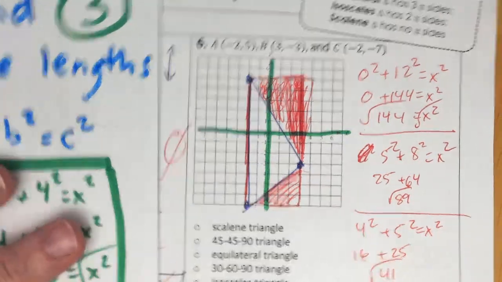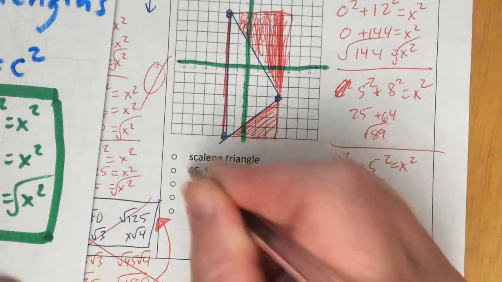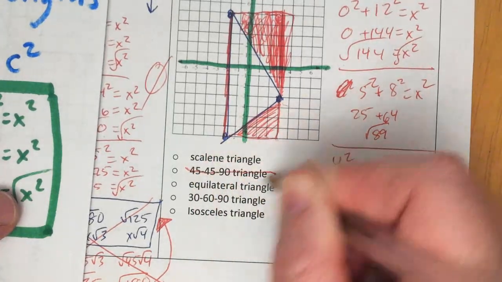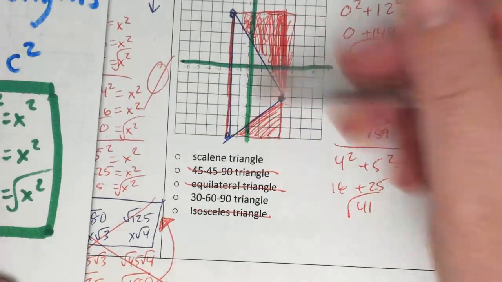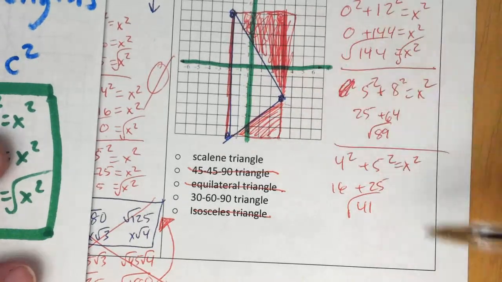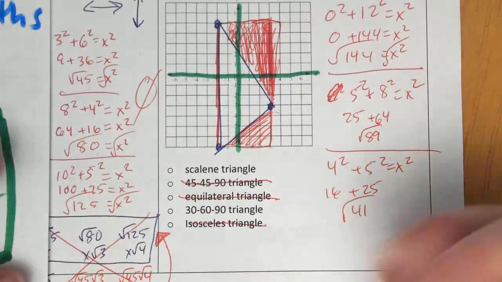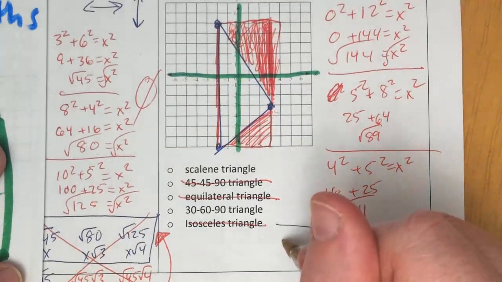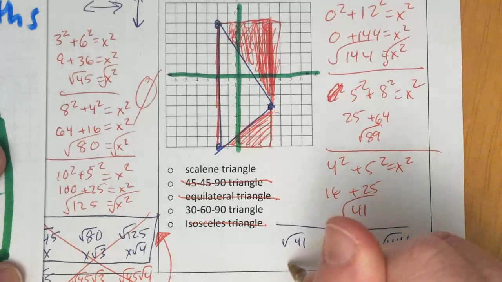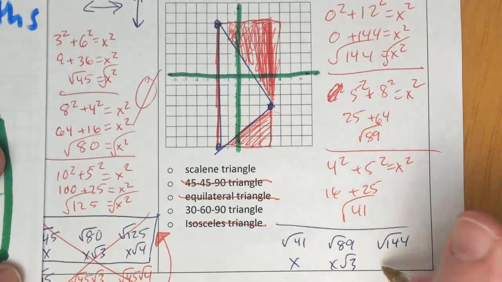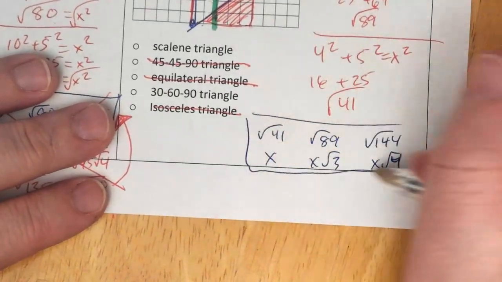All right, were any of these sides equal? No. So because there's no sides that are equal, it's not this one or this one or this one. And all I have to do is check if this is also a 30-60-90. Now, this looks kind of close, right? So that might be, I don't know, but let's see. So let's check. We have 41, 89, and 144. Is x radical 3, and x radical 4, do they work? That is the question.